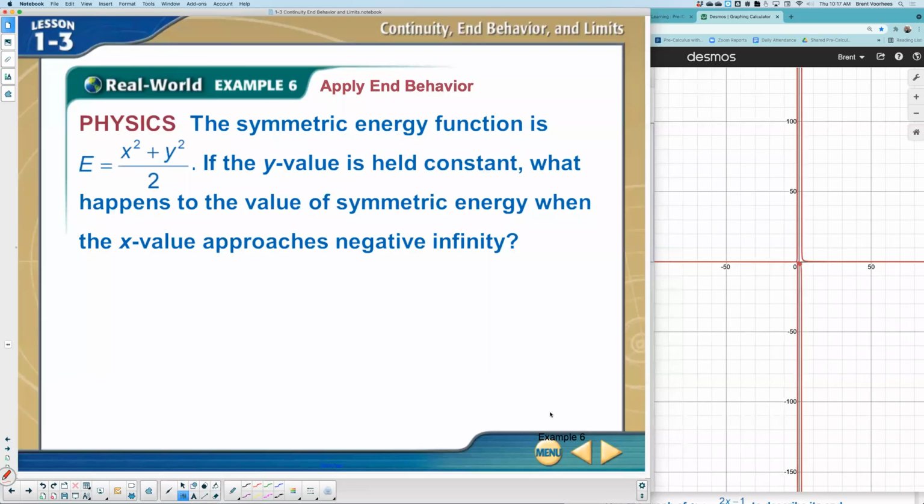Let's take a look at example 6. Real world, let's apply this. It says the symmetric energy function is E equals all that, if the Y value is held constant. Okay, question for you. Y value is held constant. What does that mean?